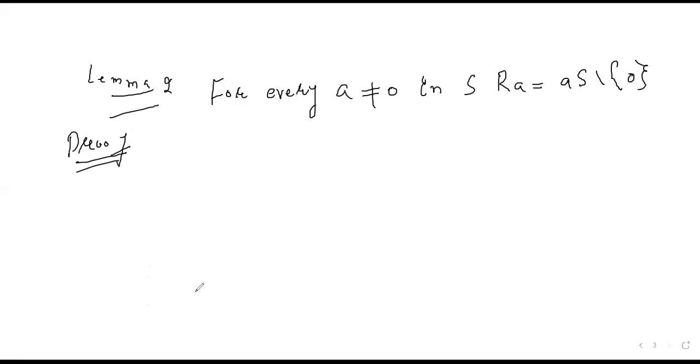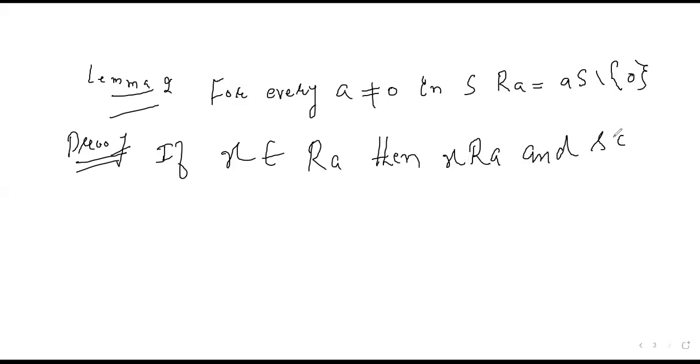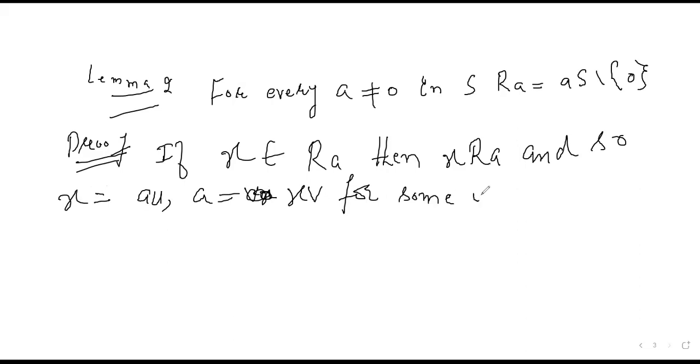Now if X belongs to the R class of A, then X is R related with A. And so X equals AU, A equals XV, for some elements U, V in S^1.